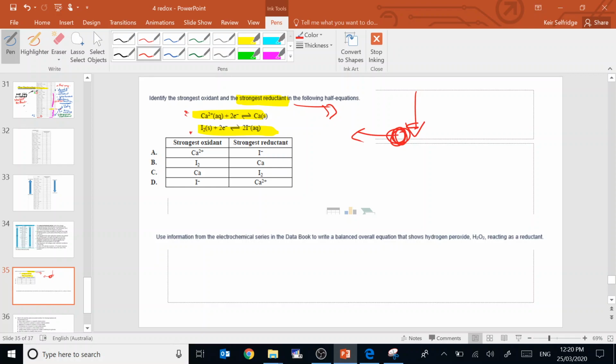So what do we have to be careful of? Some of the common tricks. Have they written them the right way around? Have they written them as reduction? Yes, they're both written as reduction. That's brilliant. We haven't been given E naught values, so I don't know if they're in the right order. I'm going to check. So we've got Ca2+ and I2.